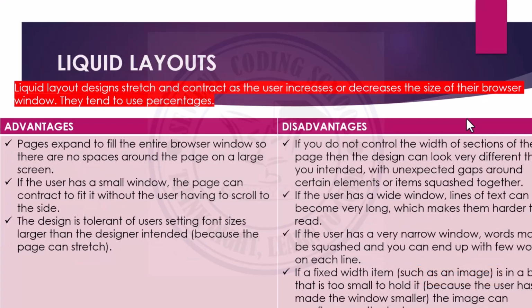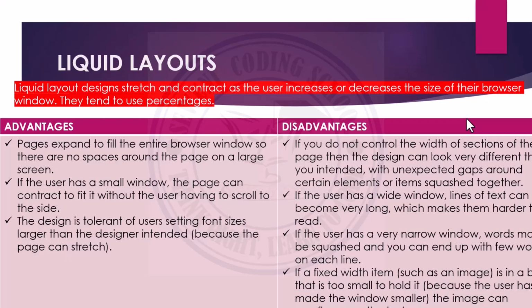Now let's talk about liquid layout. What is liquid layout? Liquid layout designs stretch and contract as the user increases or decreases the size of their browser window. They tend to use percentages. Now, advantages of liquid layout. Pages expand to fill the entire browser window, so there are no spaces around the page on a large screen. So this solves one of the disadvantages of the fixed.